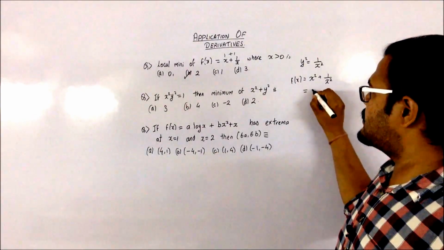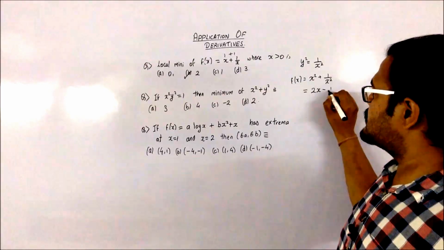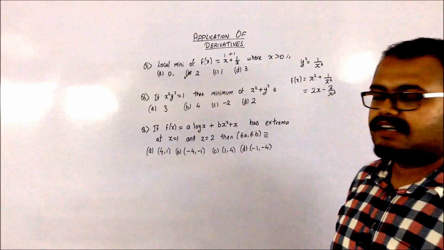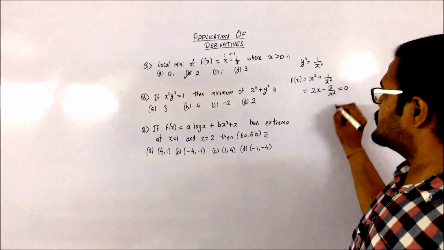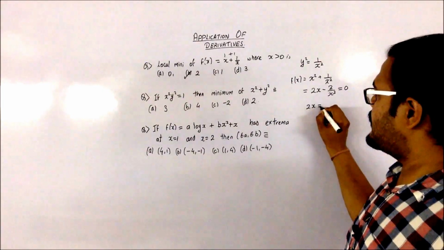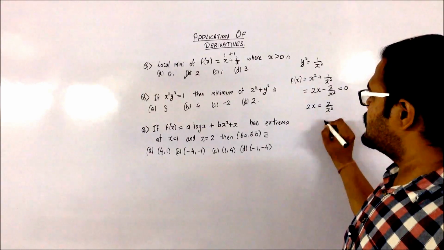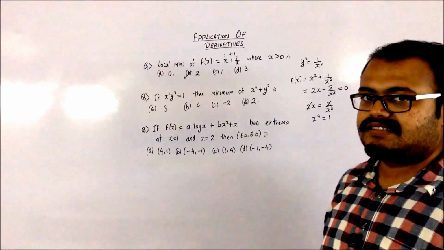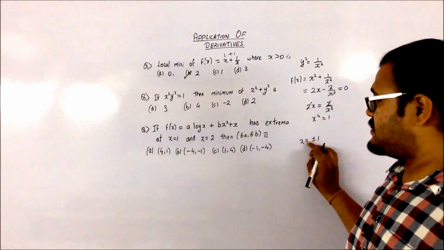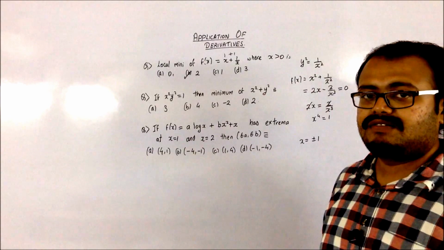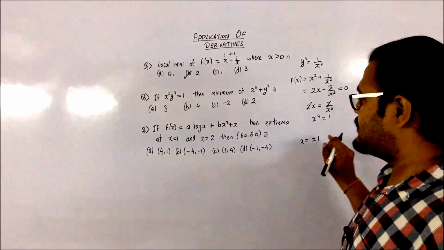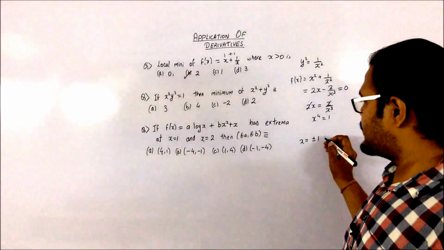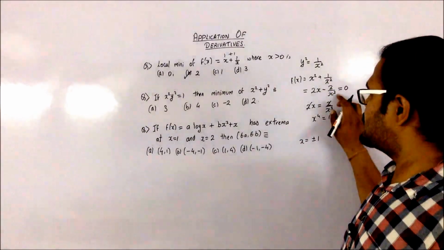Taking the derivative will give you 2x minus 2 upon x cube. Now you have to equate this to 0, so you will get 2x equals 2 by x cube. That gives you x raised to 4 equals 1, which will give you the roots as x equals plus and minus 1. At these values you have to check which is going to give you the minimum value. For that you need to find the second derivative.